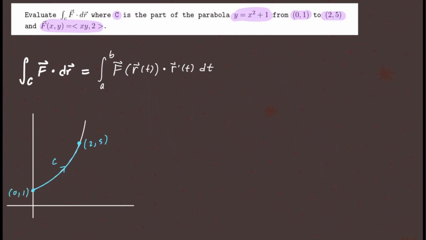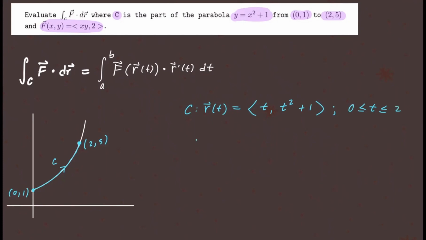This is (0, 1). So we're going to parameterize the curve and represent it as a vector valued function, r of t. Since x is free and y is equal to x squared plus 1, we're going to pick our x component to be t. Then y would be t squared plus 1. I simply plug that in and get an expression for y in terms of t. So this is our r of t. And t goes from the starting point of the curve, x equals 0, all the way to 2. So t will go from 0 to 2.